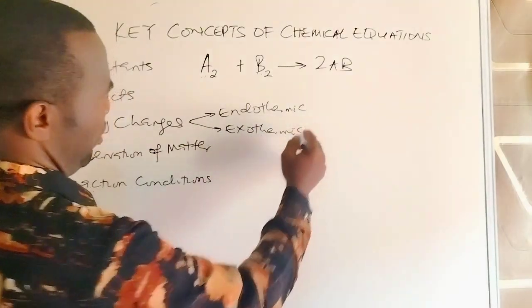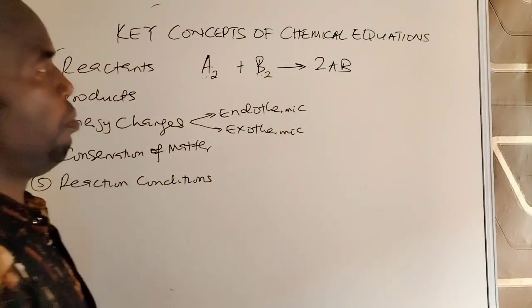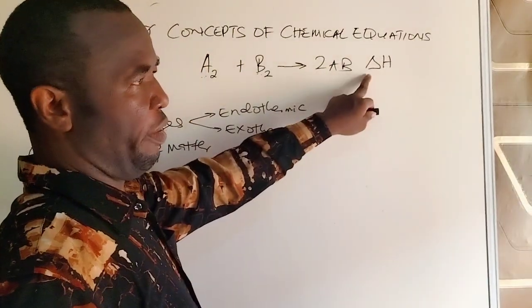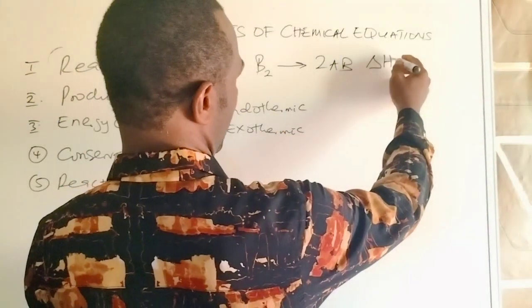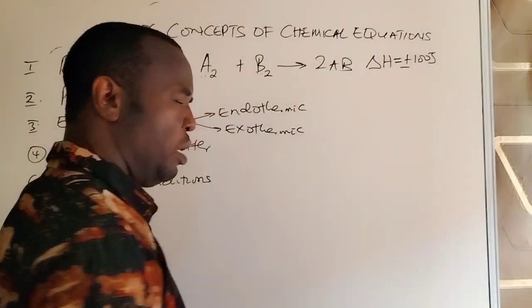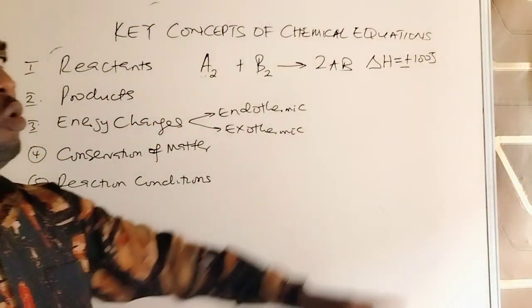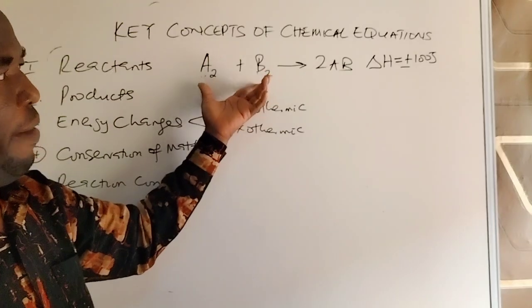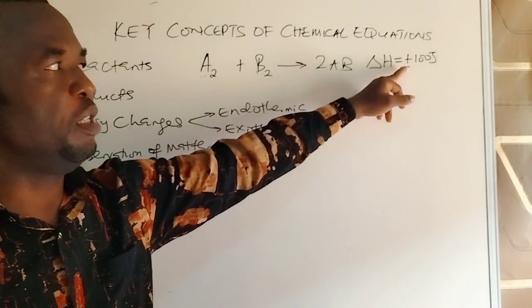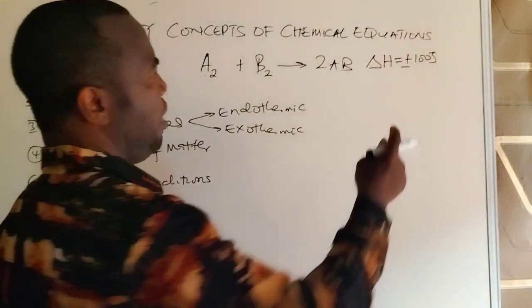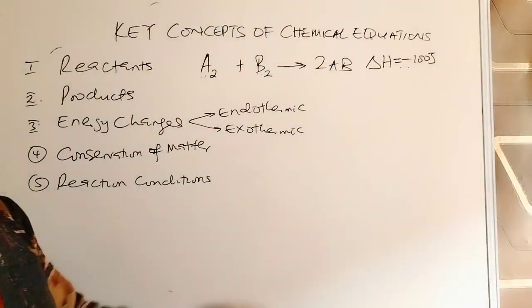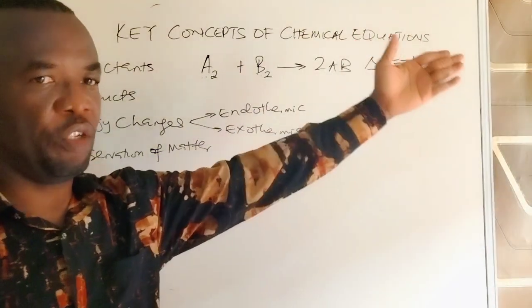So how do we know that a reaction is endothermic or exothermic? In most reactions, you see this symbol, which is called the enthalpy change, the heat change of the reaction. When the symbol bears a positive value, for instance, plus 100 joules, a positive value means endothermic. What it means is that 100 joules of energy was absorbed by the reactants to break the bonds and to form the product during the reaction. So positive means endothermic. When it is negative, it means the reaction is exothermic, meaning that 100 joules of energy was given out during the reaction.